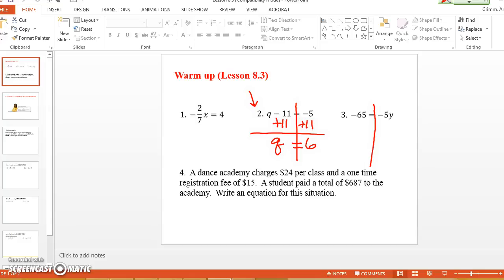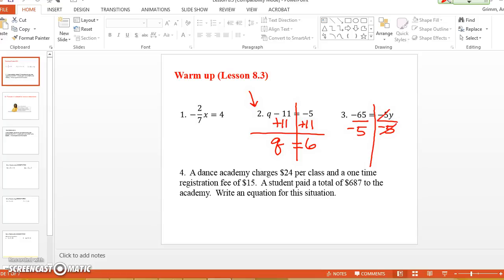Why is it division? Because it's the opposite of multiplication. This is multiplication right here. And we want to make sure we divide by a -5. And remember we said it has to be a -5 because 2 negatives make a positive. And we want that variable to be a positive y. So divide both sides by -5.